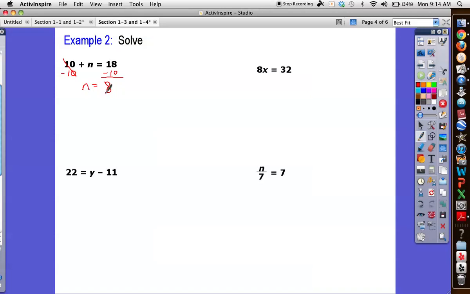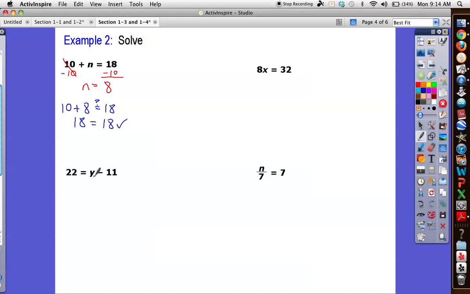Now, checking that solution. This is an important process. Again, not quite as necessary here, but it's good to get in the habits now. So I'm going to take 8, and I'm going to evaluate this equation up here for n equals 8. And notice I don't just stop here. I finish with the 18 equals 18. Be a stickler on that, guys.